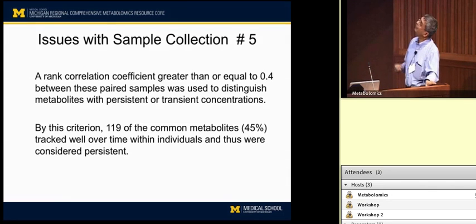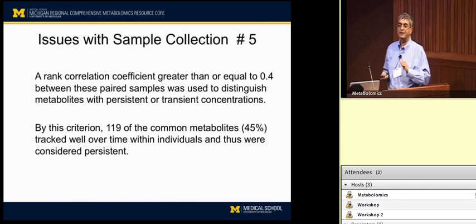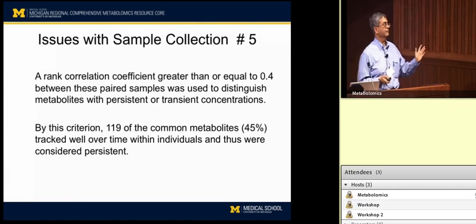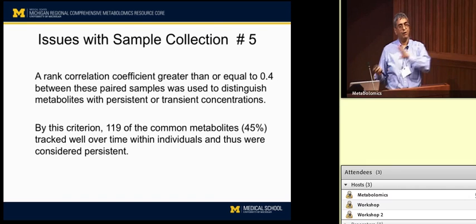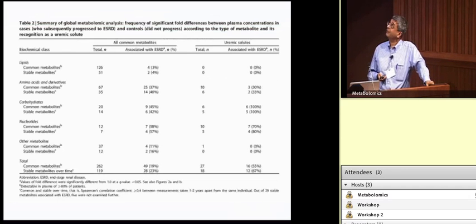Okay, so a rank correlation coefficient greater than or equal to 0.4 between the paired samples was used to distinguish metabolites that are persistent versus transient in concentration. And by this criterion, only 119 of the common metabolites tracked well over time within individuals and were thus considered persistent. So we started at 10,000 and came all the way down to 119 for our analysis. So really now you have the power to determine whether this metabolomic profile actually predicts changes or not.